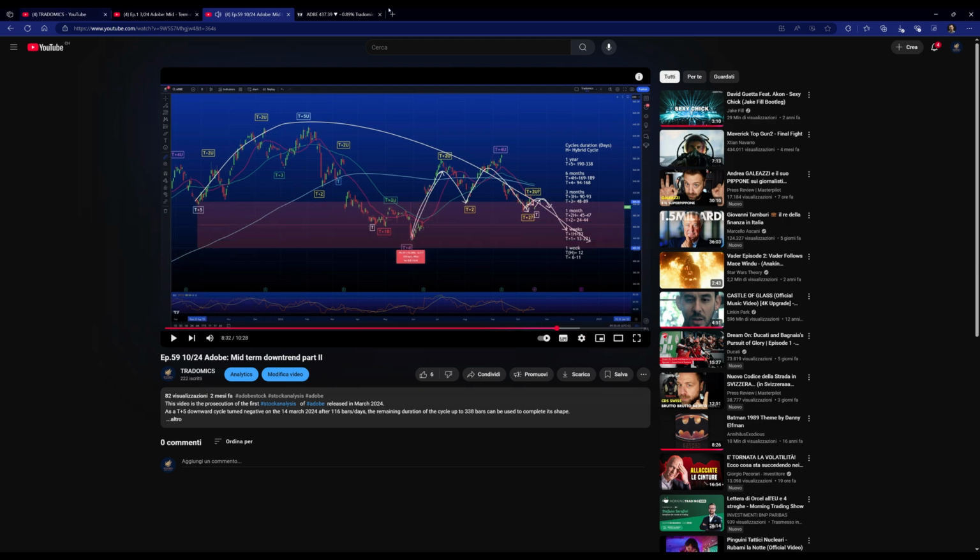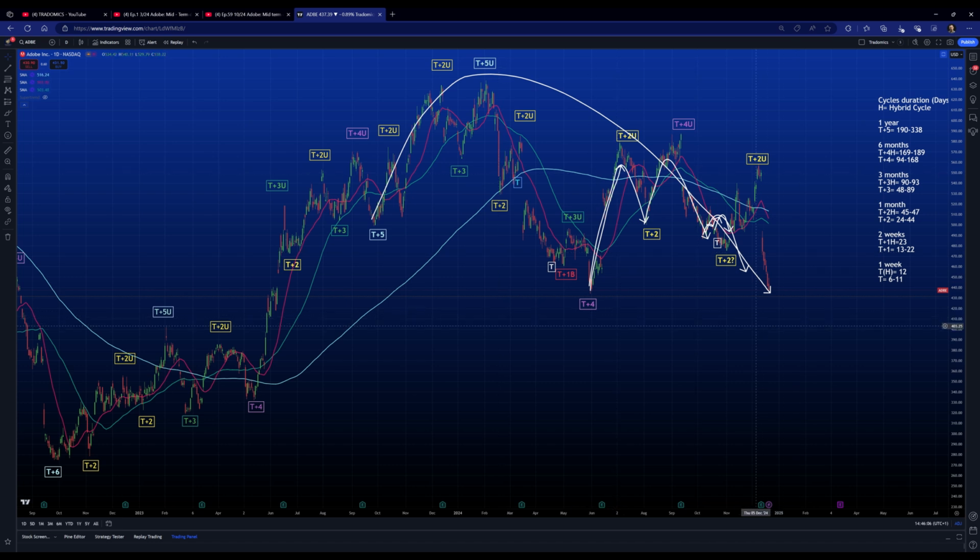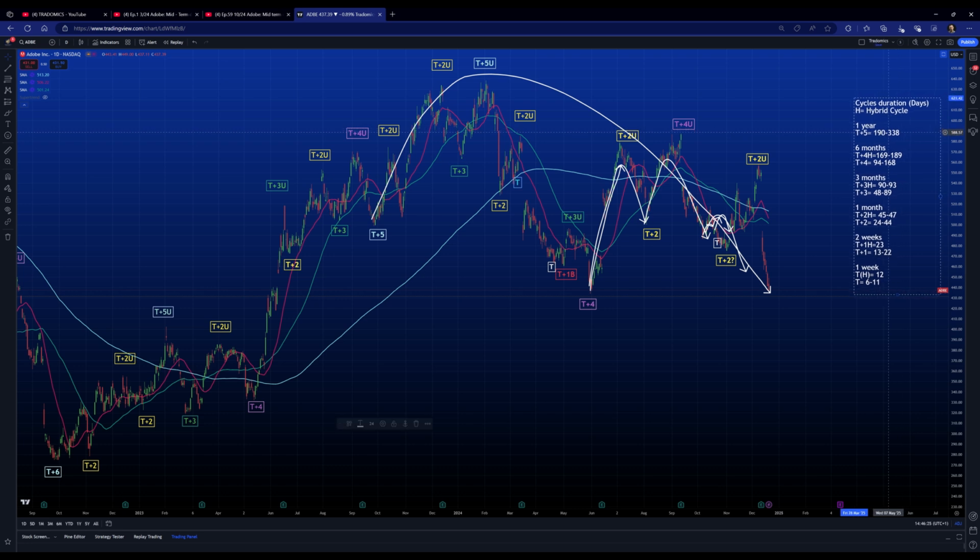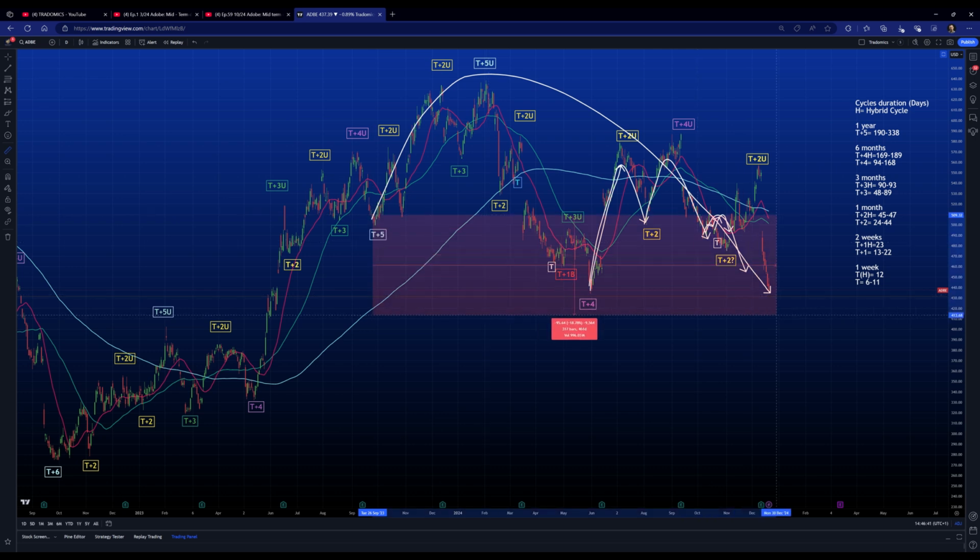I was saying that Adobe was in a mid-term downtrend because of this candle here, on the 15th of March 2024, so we would have had a downtrend for at least 190 days and up to 338 days. Basically, what we had now was exactly a first T plus 4 cycle and another T plus 4 cycle. The mid-term downtrend can last until 338 days, which is the 30th of January 2025.